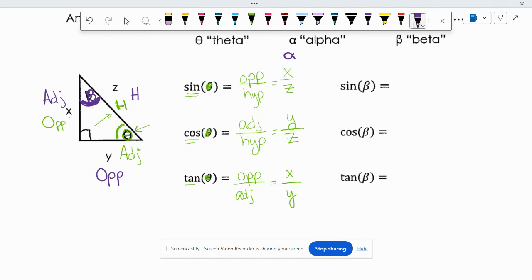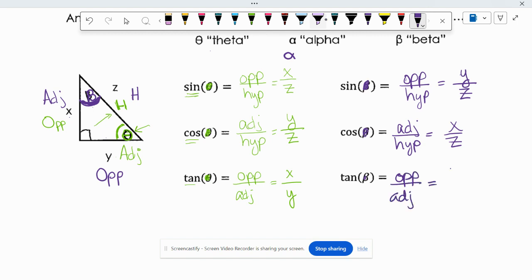I did theta in green. So now let's talk about angle beta. That's up at the top in purple. So the sine, still the opposite over the hypotenuse. The hypotenuse has not changed, but the opposite is now the side opposite of angle B or angle beta. That's y. So now it's y over my hypotenuse, y over z. Cosine is the adjacent over the hypotenuse. So that's going to be x over z. And the tangent, opposite over the adjacent, is y over x.